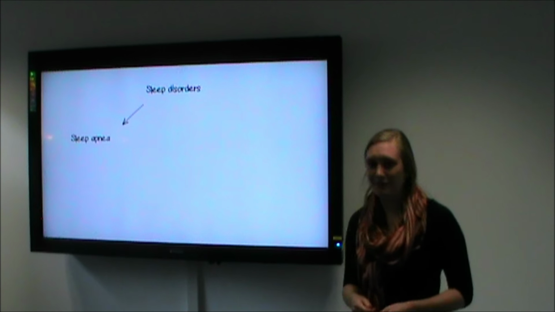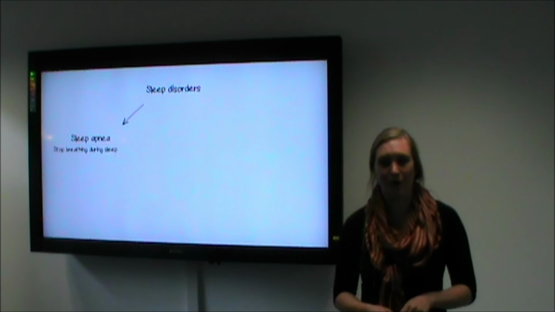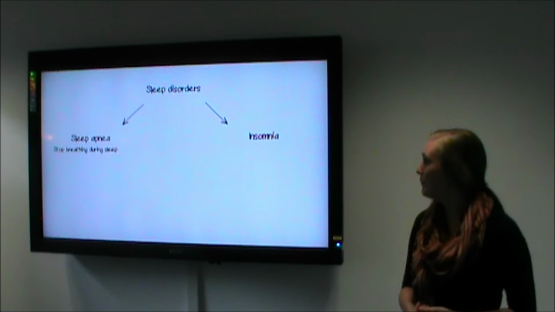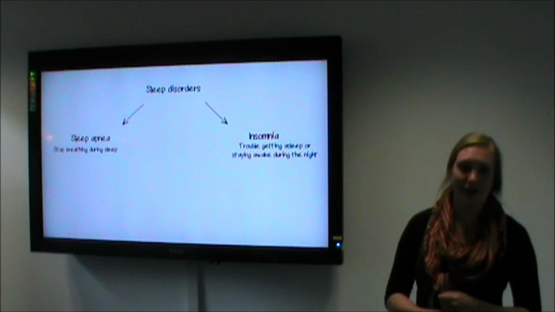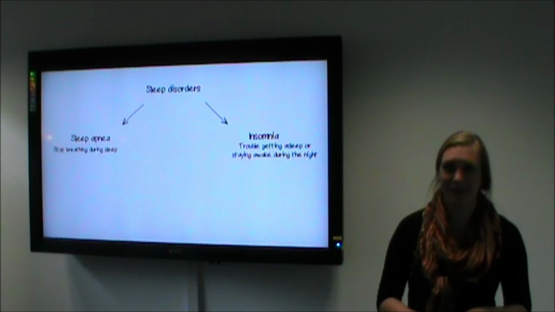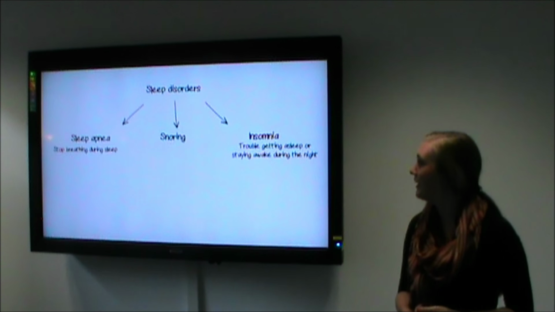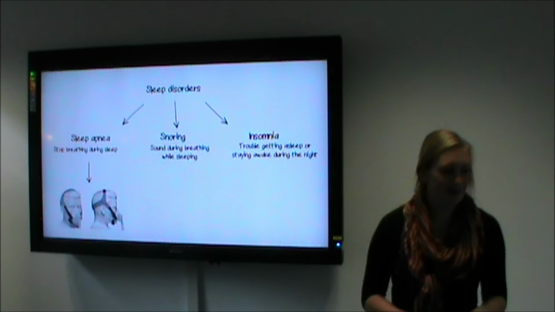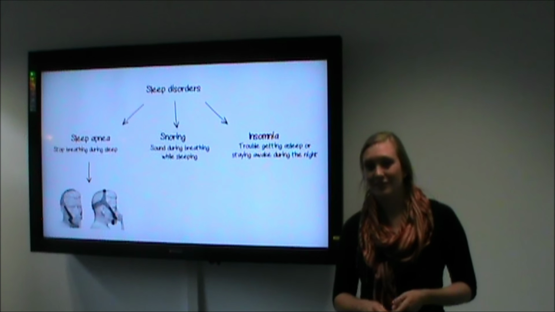The most common sleeping disorders are sleep apnea, which means stop breathing during sleep, insomnia, which is trouble getting to sleep or staying asleep during the night, and snoring, which means that they have sound during breathing while they are sleeping. These diseases can be treated.